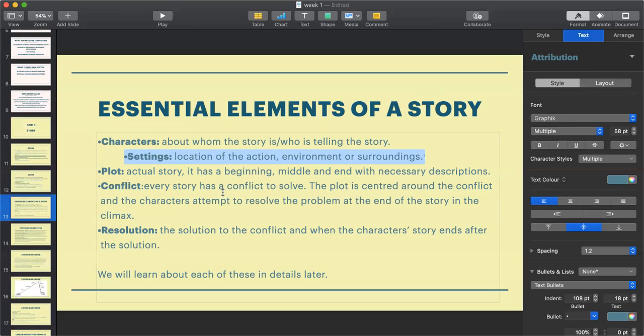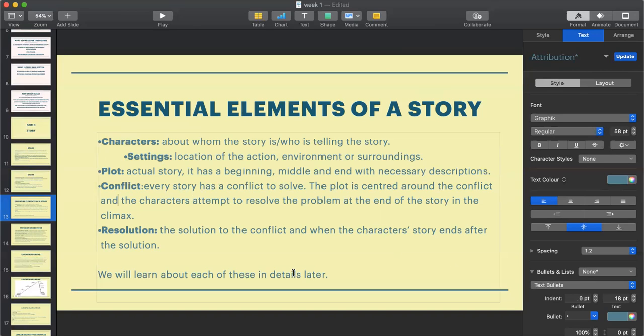Okay. Next is the plot. We have discussed plots. That is the line inside a story with a beginning, middle, and end, right? Which binds all the parts of the story. Conflict we have discussed today, right? The whole plot is centered around the conflict, and the characters attempt to resolve the problem at the end of the story. Resolution is basically the ending. We didn't talk about resolution, but it is basically the ending.